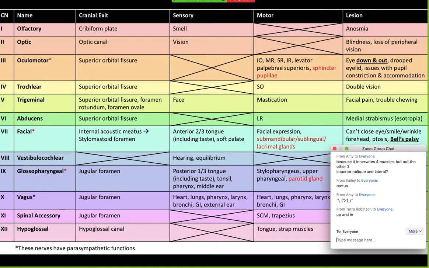And you're going to have an entire lecture on the eye. But the more times you hear it, the more likely you are to remember.